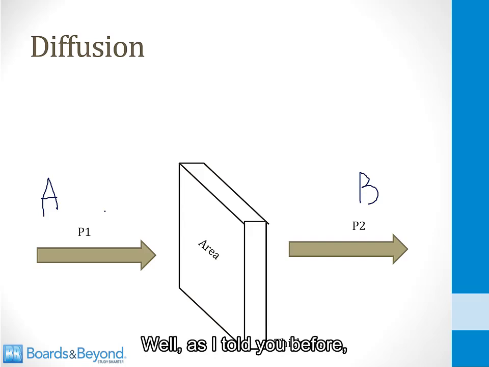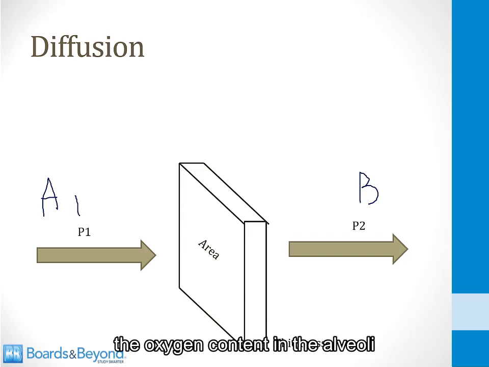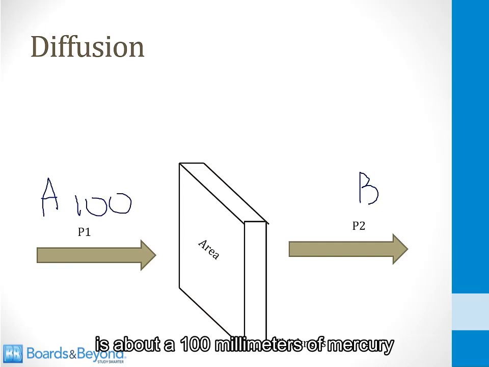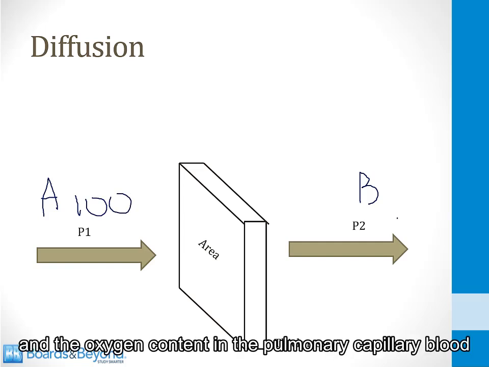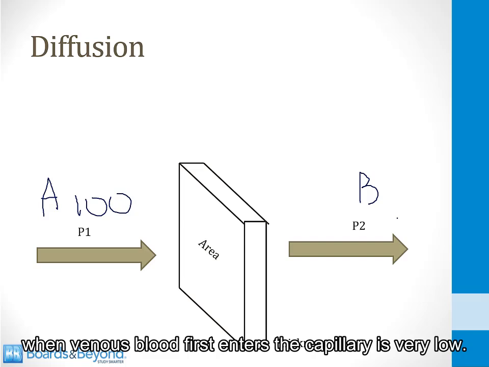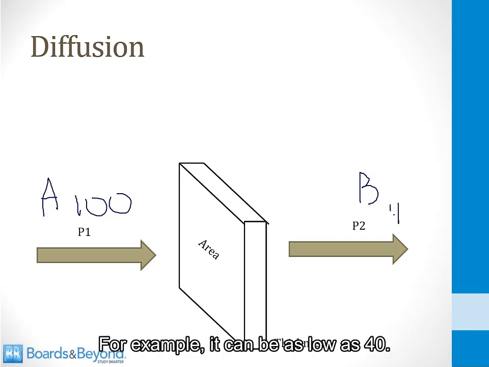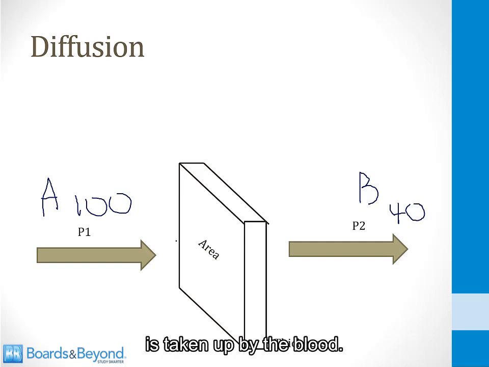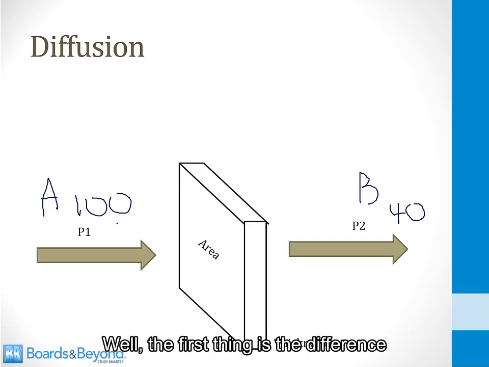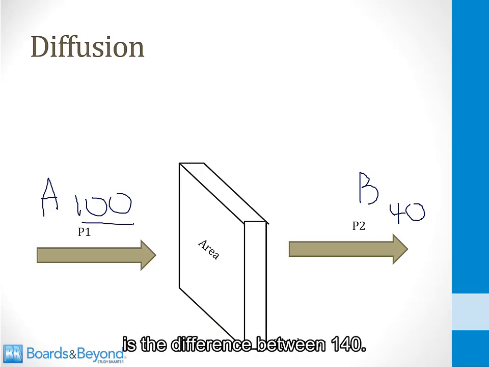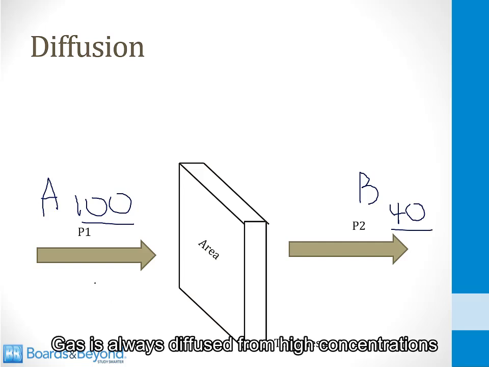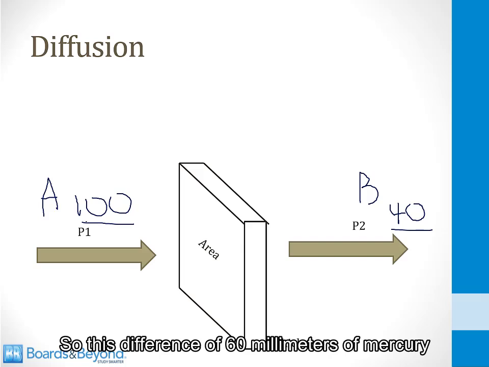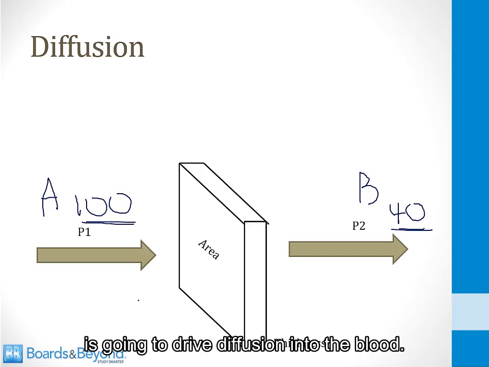Well, as I told you before, the oxygen content in the alveoli is about 100 millimeters of mercury, and the oxygen content in the pulmonary capillary blood when venous blood first enters the capillary is very low. For example, it can be as low as 40. So what's going to determine how much oxygen is taken up by the blood? Well, the first thing is the difference between the partial pressures, the difference between 100 and 40. Gases always diffuse from high concentrations to low concentrations, so this difference of 60 millimeters of mercury is going to drive diffusion into the blood.